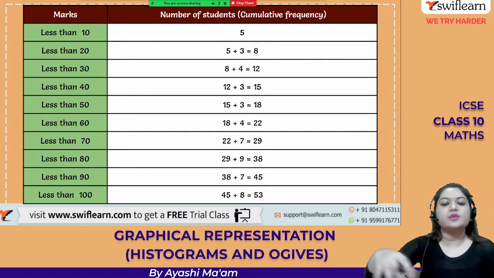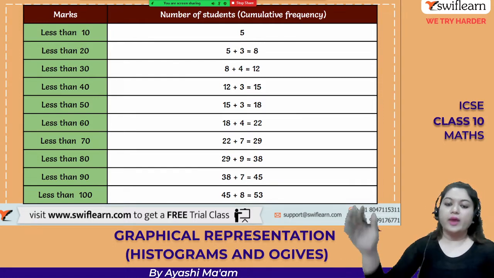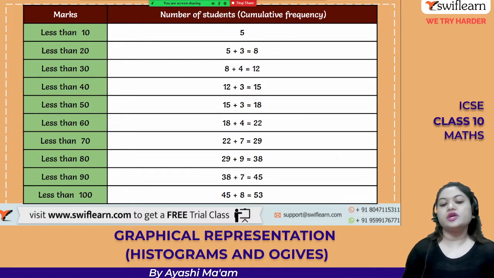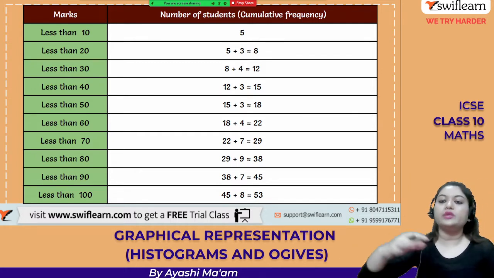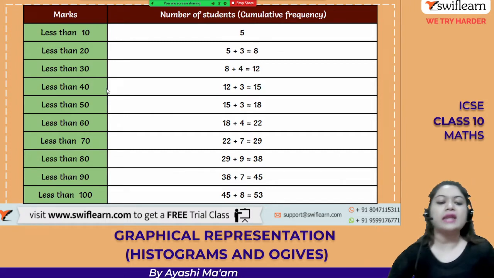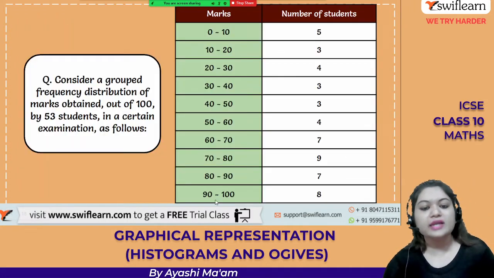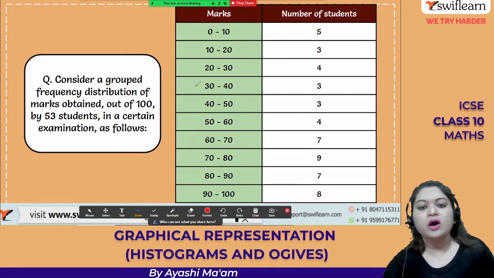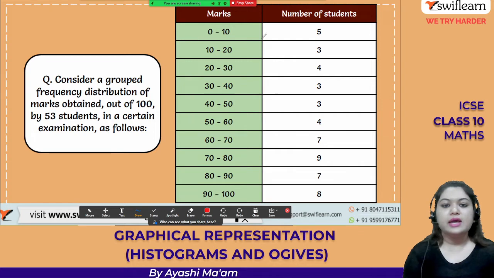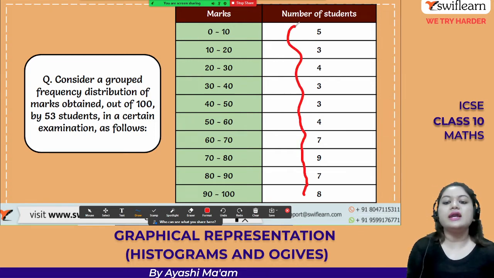So whatever was the previous one, 22 plus 7, less than 80. 29 was the previous cumulative frequency, plus 9 equals 38. Less than 90, 38 was our previous one, plus 7 equals 45. And less than 100, so the last one is less than 100. And what do you mean by less than 100? All of these are less than 100. Yes or no? All these are less than 100.